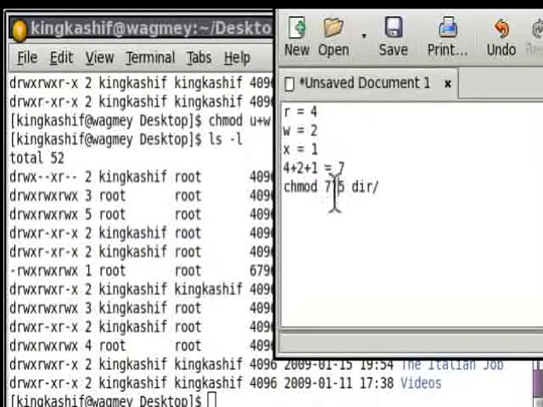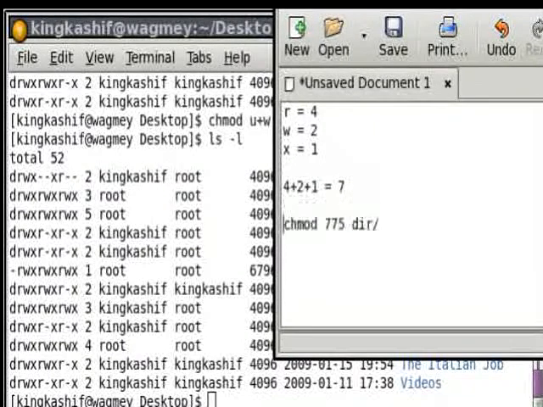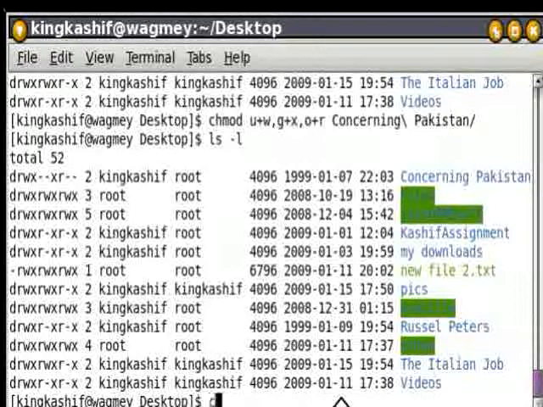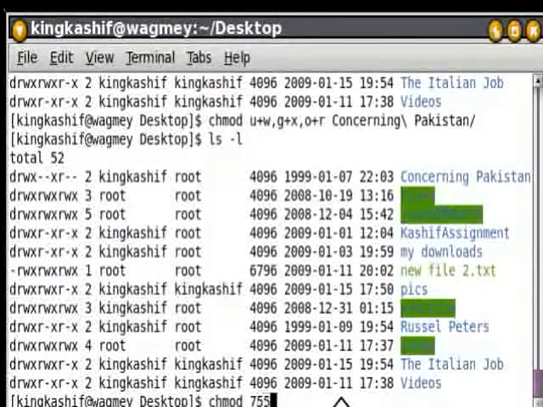Similarly, we are giving read, write and execute permission to group section, and here it is a 5. What two numbers when add up with each other, they make 5. These are 4 plus 1 is equal to 5, means we are giving read and execute permission to other section. Let's apply this. Chmod 755 concerning Pakistan.